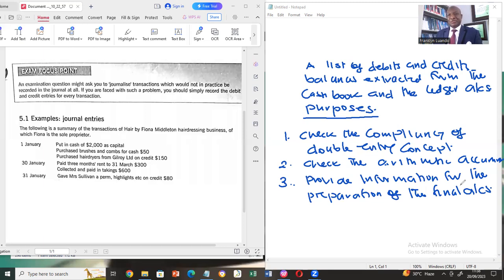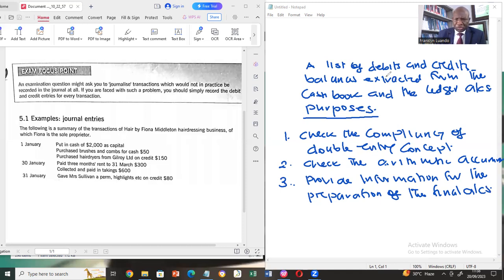Now, it is very important for us to be able to understand that when the trial balance agrees, the debit side total is equal to the credit side total, it only confirms two things: that the double entry was properly done, and also the arithmetic accuracy was properly done. But there could be errors that have been made which are not detected by the trial balance. That is very important.